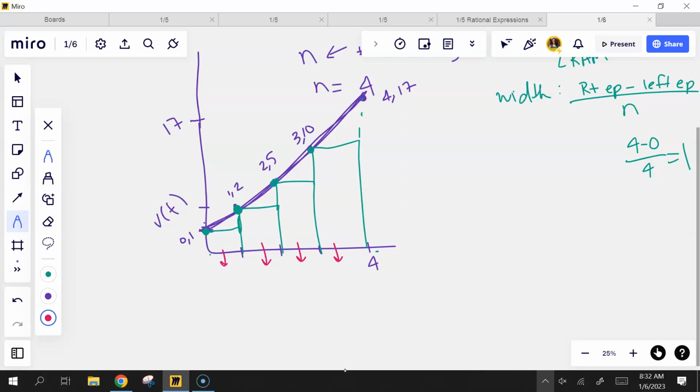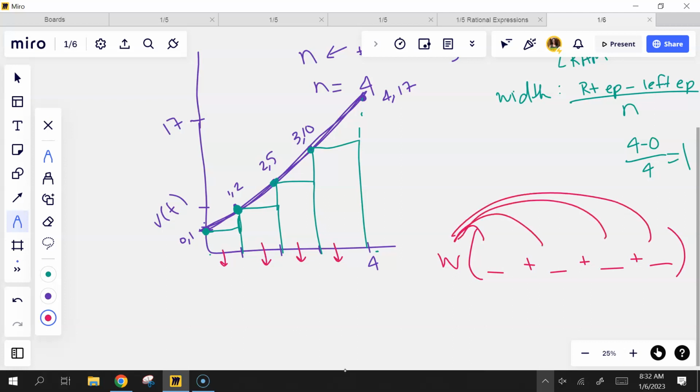So what I'm going to do is take the width and multiply it by the sum of the heights of each one of these rectangles. Does that make sense? Instead of length times width plus length times width plus length times width plus length times width, I'll just put the width on the outside and multiply it by all the lengths added together. Make sense? If you don't understand, you can do each one individually and it's okay.